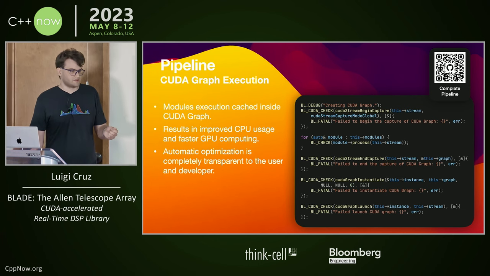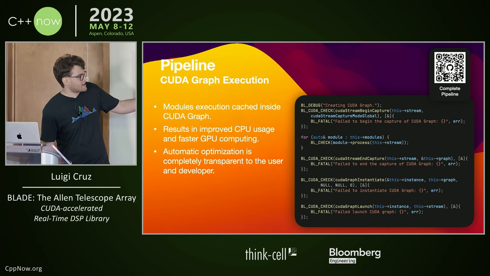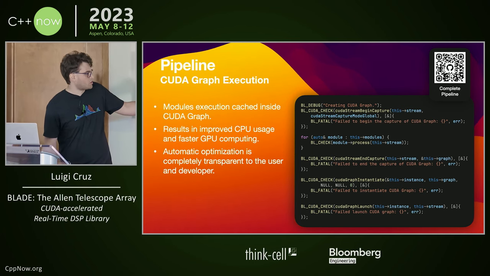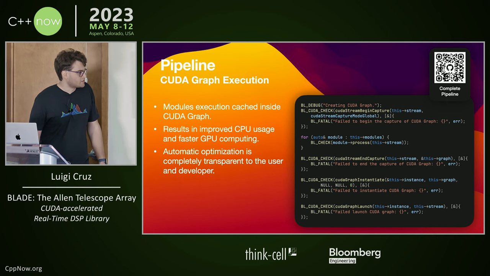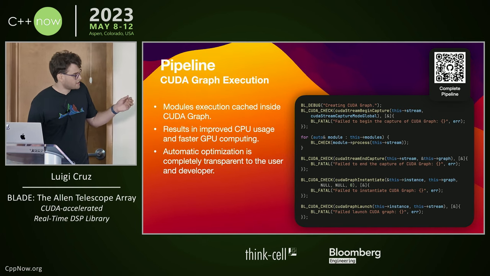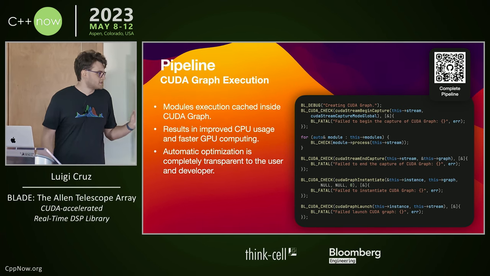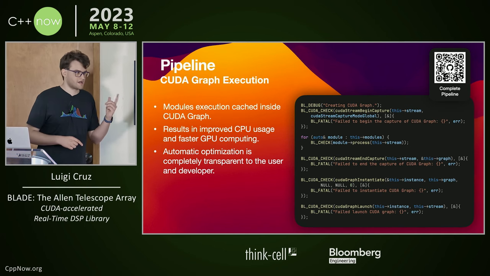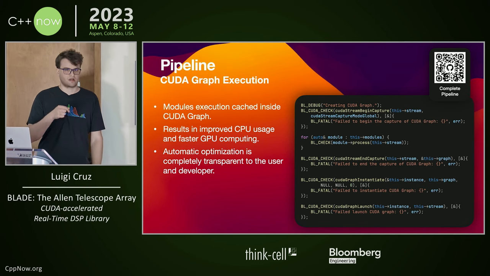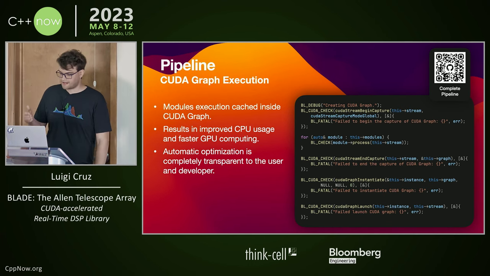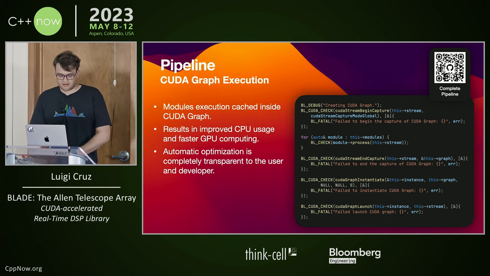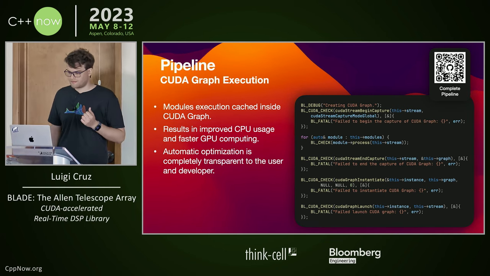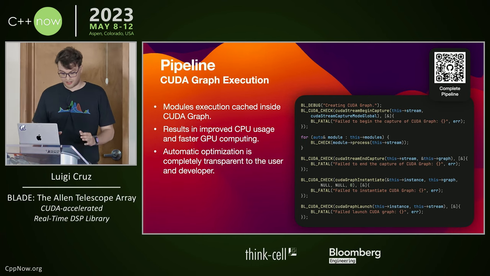And then when you execute the pipeline, it will start by stream capturing the CUDA calls, and then it will call all the processing CUDA kernels with a for loop. Then it will end the capture and save that graph. And then instead of calling each module to process, you just call a single time the CUDA graph that you just registered. So that makes things significantly faster. PyTorch made this addition 2 years ago, and your code can be faster.